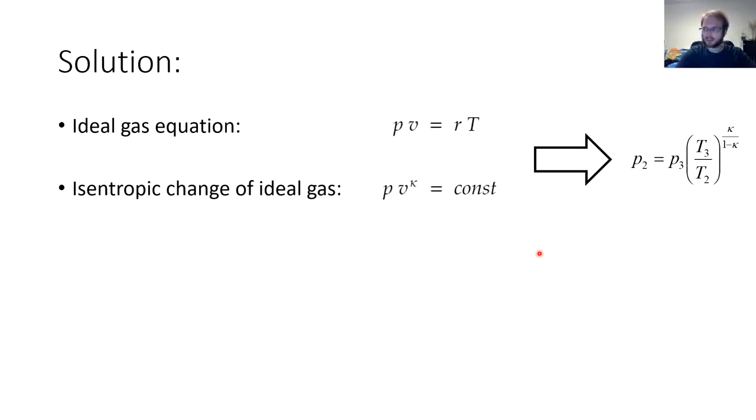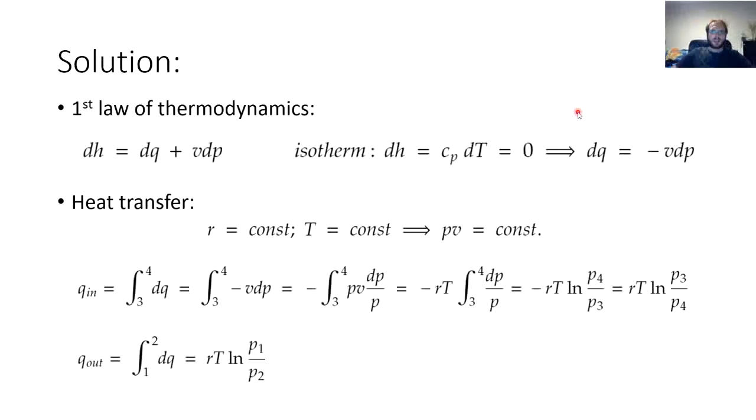So these are some of the equations that we will use. And then we will use the first law of thermodynamics in the form of enthalpy, dH equals dQ plus VdP. Since we will use this for the isotherm, where dH, which can also be rewritten as Cp delta T for the ideal gas, equals 0, we can see that dQ, the change of heat, is minus VdP.